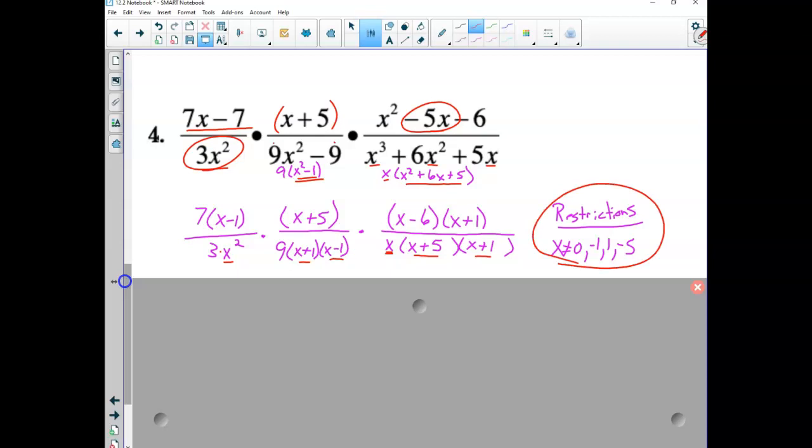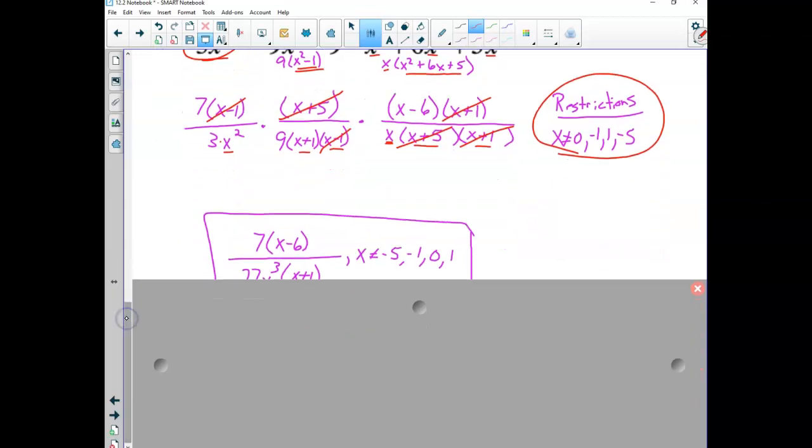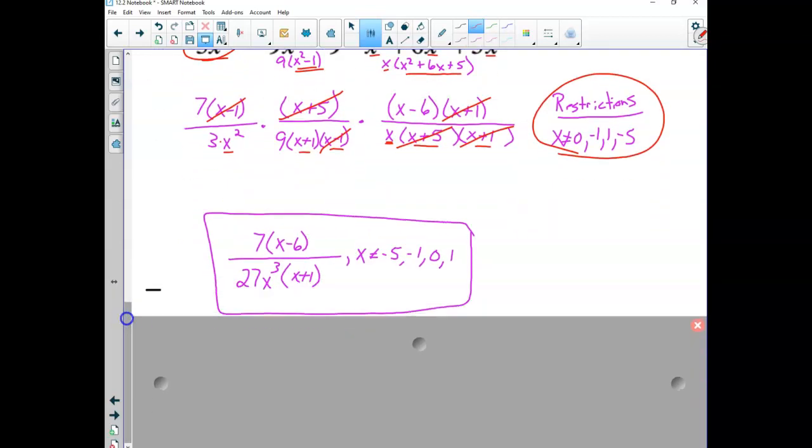Then I come back and I reduce. I'm like, oh, there's an x minus 1, there's an x minus 1. There's an x plus 5, there's an x plus 5. There's an x plus 1, there's an x plus 1. And I'm looking, there's nothing to reduce with the 7 in the bottom. There's nothing to reduce with the x minus 6 in the bottom. So the top, I should have 7 times x minus 6. And in the bottom, I should have 3x squared times 9 times x. That's where my 27x cubed comes from, times x plus 1. And then I just relist my restrictions so I can see everything that's going on there, all right?